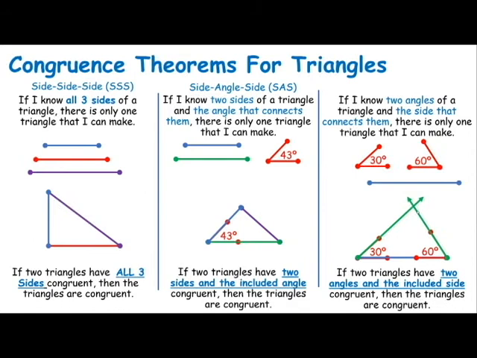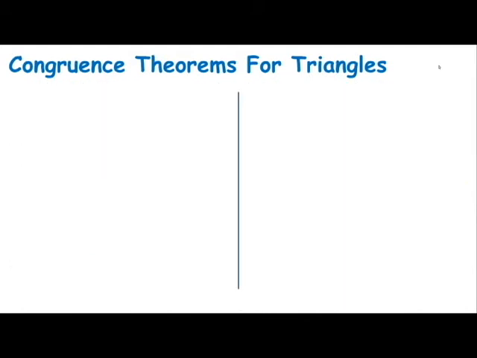If two triangles have two angles and the included side congruent, then the triangles are congruent. We call that the angle-side-angle theorem, or sometimes we refer to it as the ASA theorem. Now, these three theorems are the only three congruence theorems that we have for triangles. And I make a point of that because there are two other patterns that people think are theorems for congruent triangles and are not. I want to talk about those two real quick.